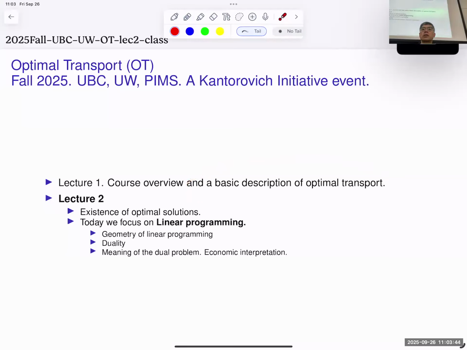We described this so-called optimal transport problem, sometimes called the Monge-Kantorovich problem, right? So Monge-Kantorovich.